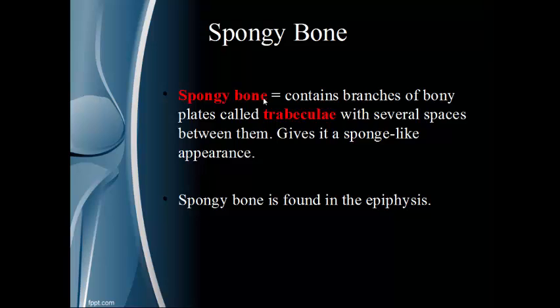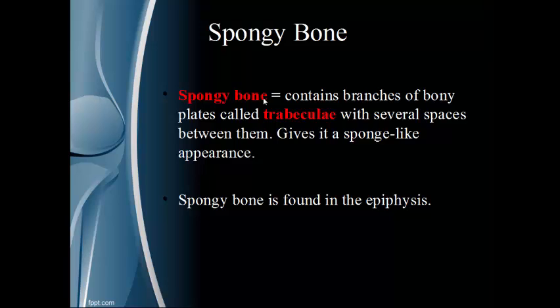The compact bone is only found in the shaft of the long bone, the diaphysis. On the ends, you have another kind of bone. It's called spongy bone. And these are also called trabecular bone. These have bony plates. These bony plates are called trabeculae. And these spikes form space-filled areas. And it looks like a kitchen sponge. That's why it's called spongy bone.